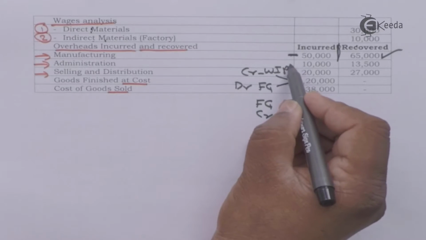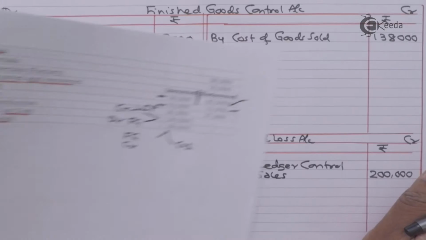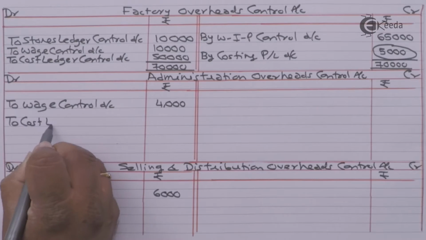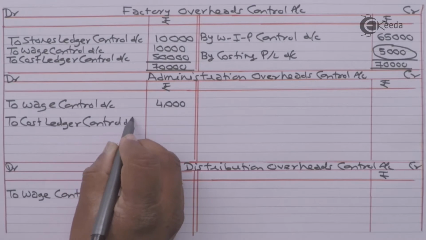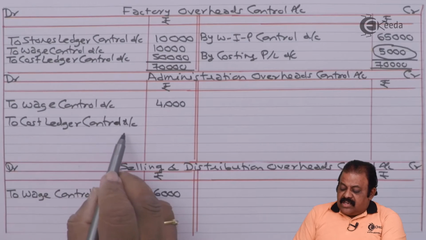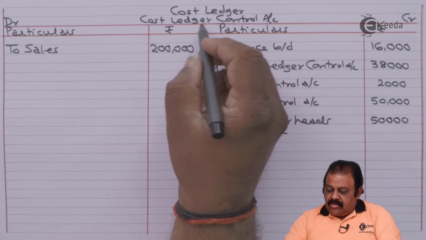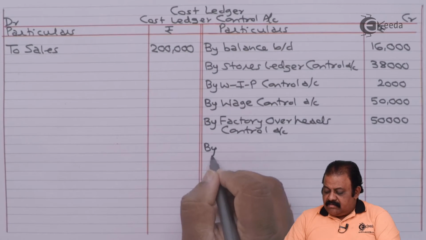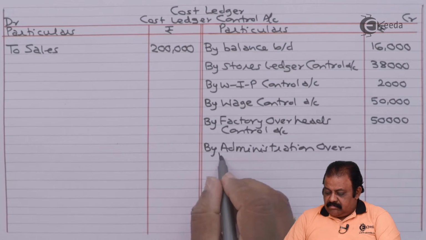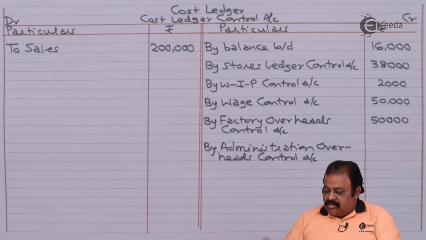Administration overheads incurred 10,000, recovered 13,500. Incurred 10,000 will be recorded first in administration overheads control account. Administration overheads debit side to cost ledger control account 10,000. In cost ledger control account credit side, by administration overheads control account.